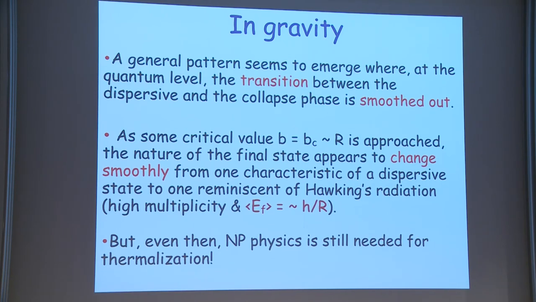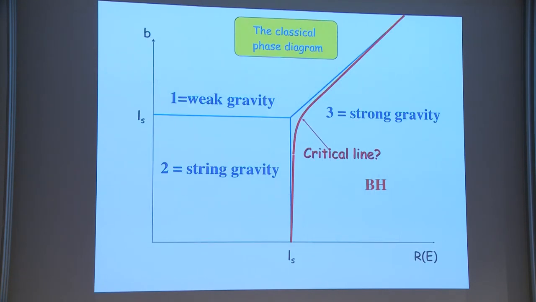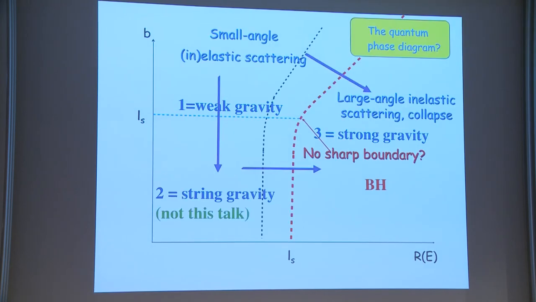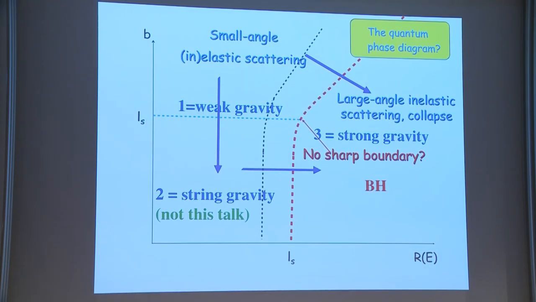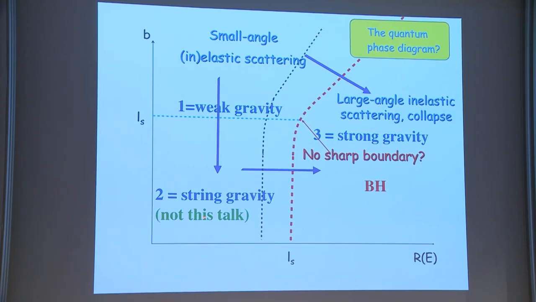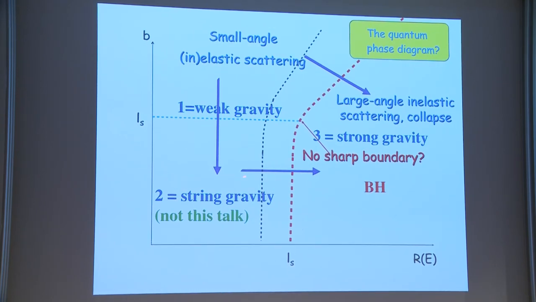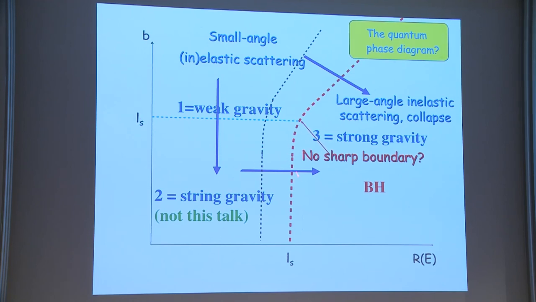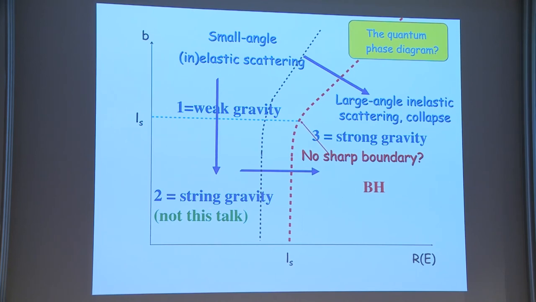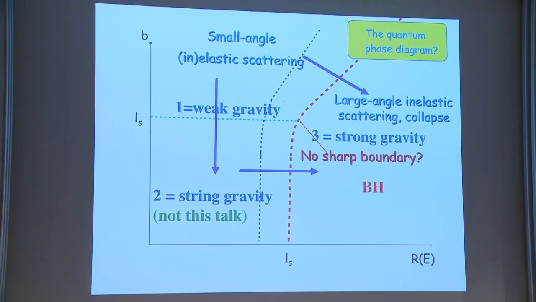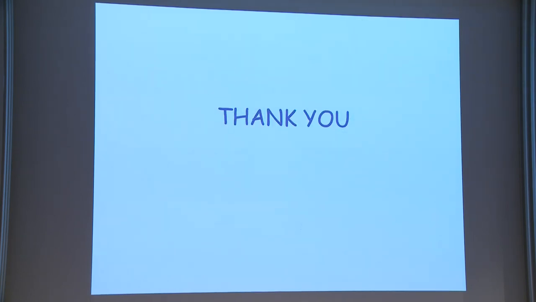And again, even if we can get to that stage, we'll need some non-perturbative physics for thermalization. So this is the classical picture, and we think that the quantum picture may be smoother. I couldn't talk about related work in which, in this so-called string gravity regime, we can also try to approach this classical boundary between forming or not forming black holes. And here, too, you see this softening of the final state and the emergence of the Hawking temperature scale. OK, I think that's all I had. Thank you.